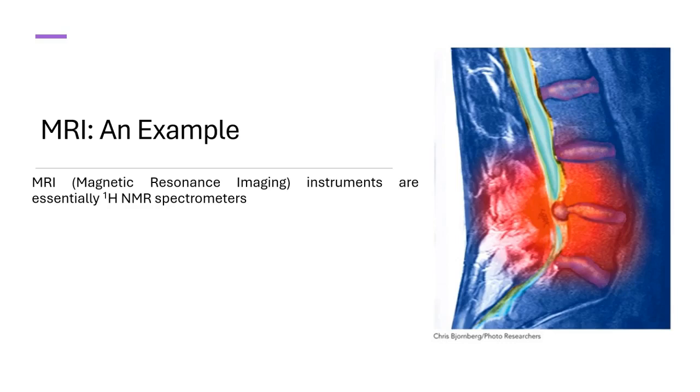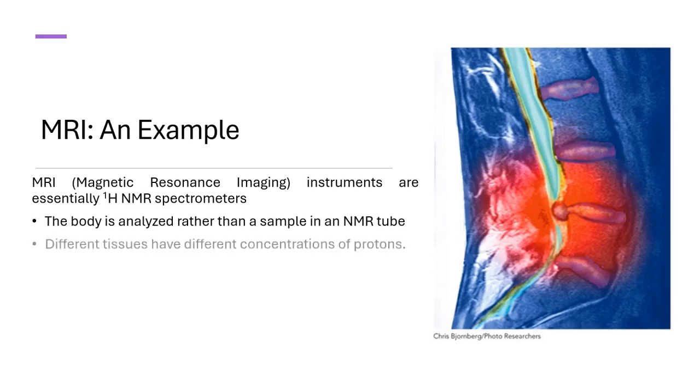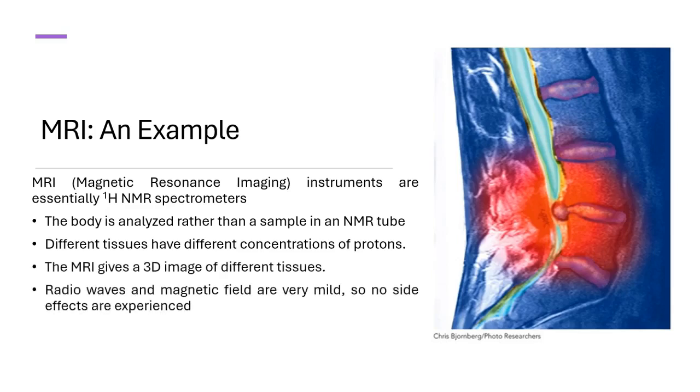MRI is an example that we can take note of in the medical field. MRI stands for magnetic resonance imaging, and these instruments are basically 1H NMR spectrophotometers. The body is analyzed rather than the sample in an NMR tube. Different tissues have different concentrations of protons. The MRI then gives a 3D image of different tissues. Radio waves and magnetic fields are very mild, so no side effects are experienced.